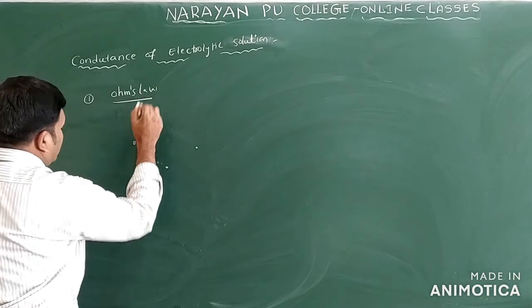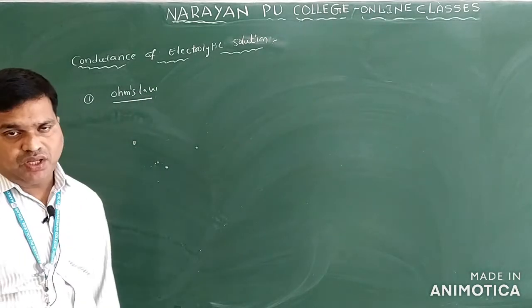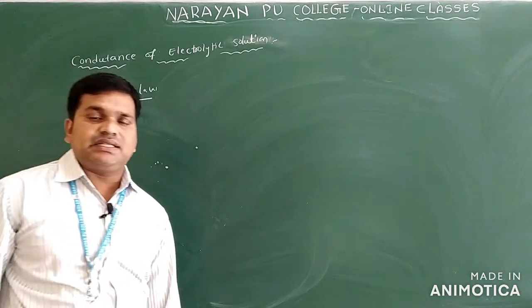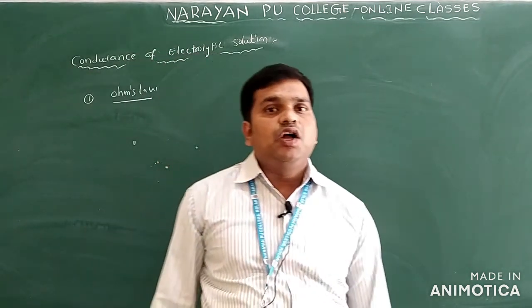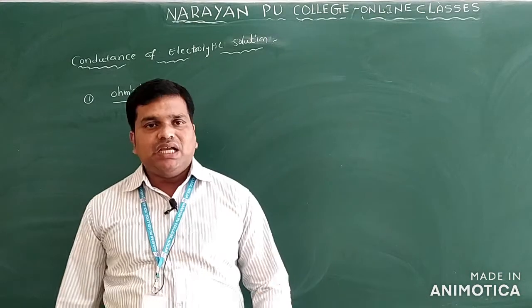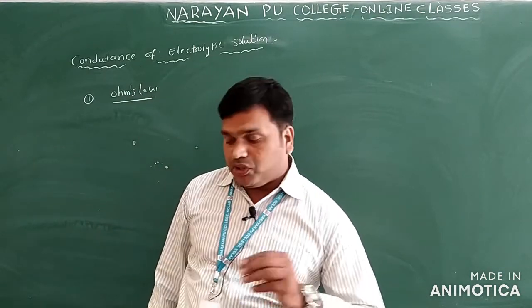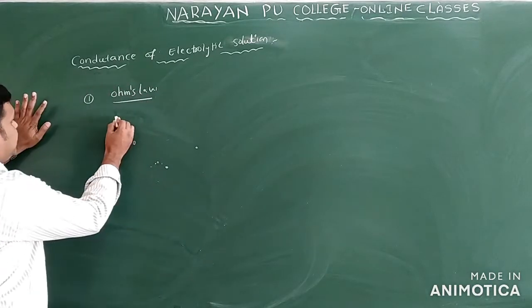Generally Ohm's law is a physics concept. So according to Ohm's law, what is the statement? Current flowing through a conductor is directly proportional to the potential difference. Current flowing through a conductor is directly proportional to what? Potential difference. That is the definition I will write here.